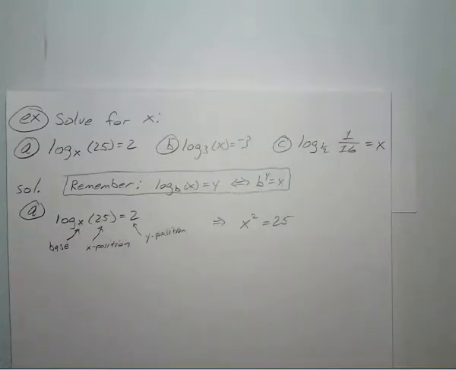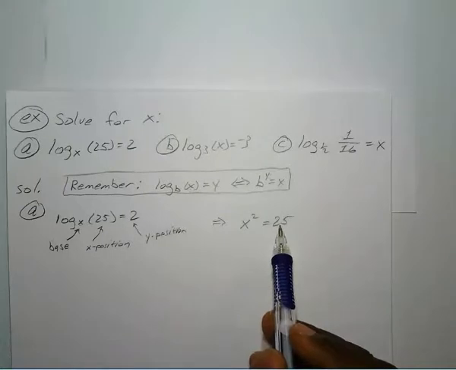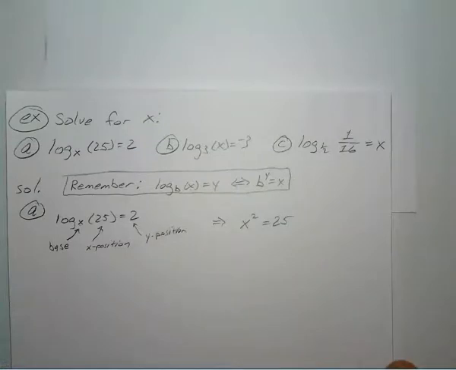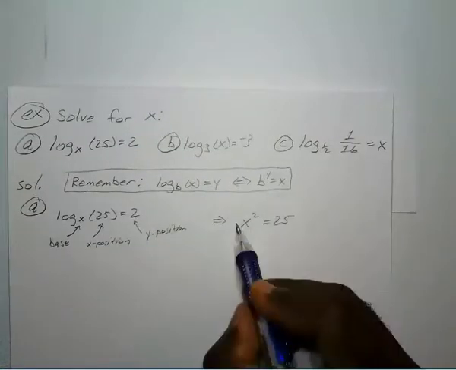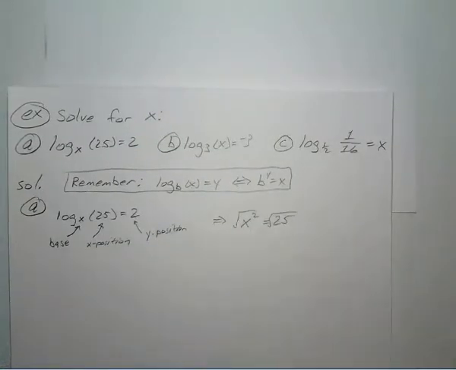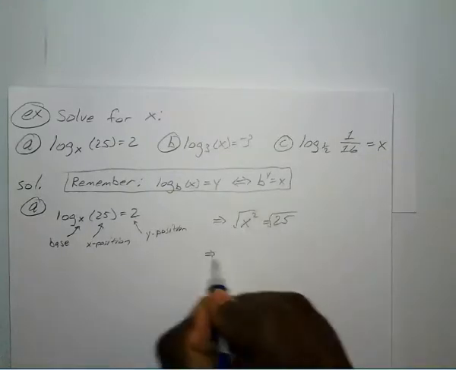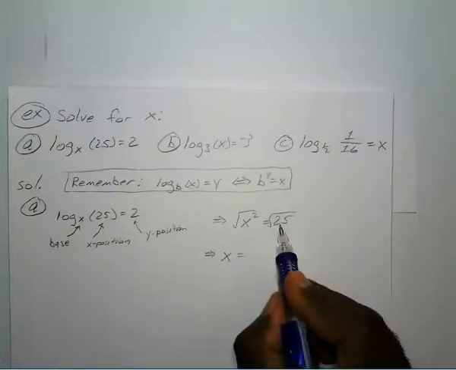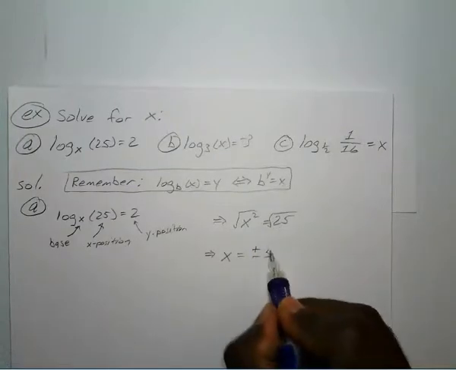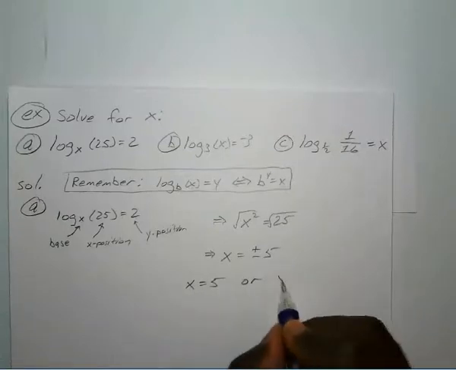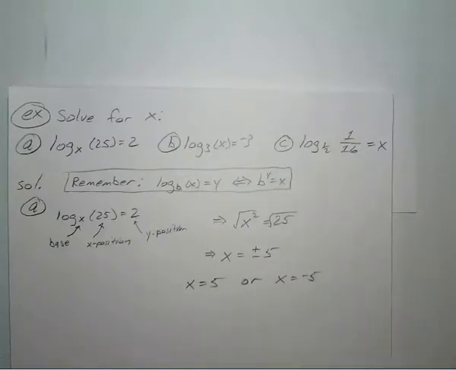So now from here, we just go ahead and solve. You can use the square root property, or you can subtract 25 from both sides and use the difference of squares. It doesn't matter how you solve it. It's completely up to you. But what we're going to do, we're going to go ahead and just square root both sides. So the square and the square root here cancel each other out. So you just have x equals, and square root of 25 is plus or minus 5. So we see that x is equal to 5, or x is equal to negative 5.